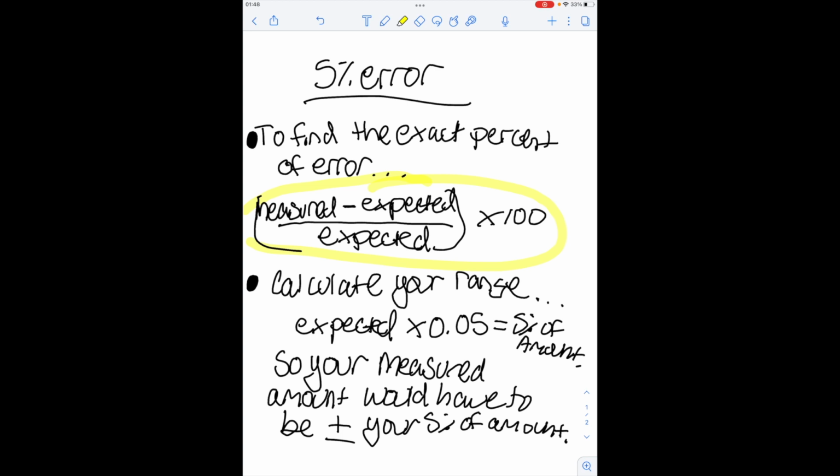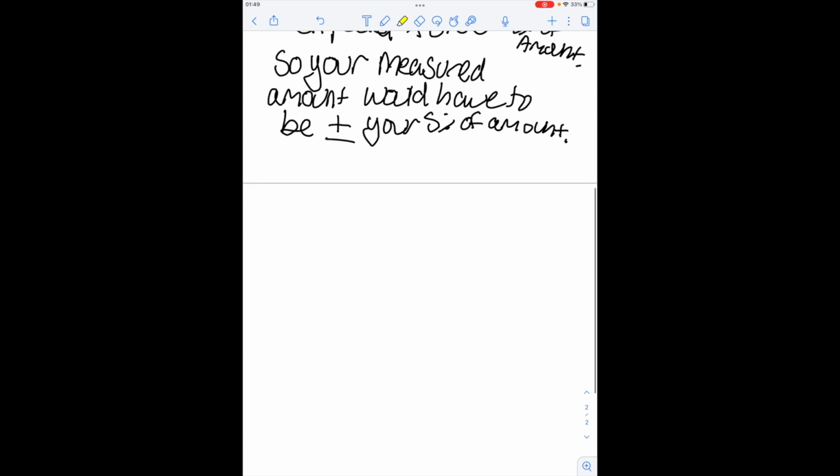The second way, as I said, my preferred way, is to calculate your range expected from your 5%. And to do this, you would find what 5% of that amount is, whatever your expected amount is, and you would then make your range by adding that 5% to your expected amount and subtracting it from your expected amount. You take those two numbers together and that's your range. So let's look at a couple examples.